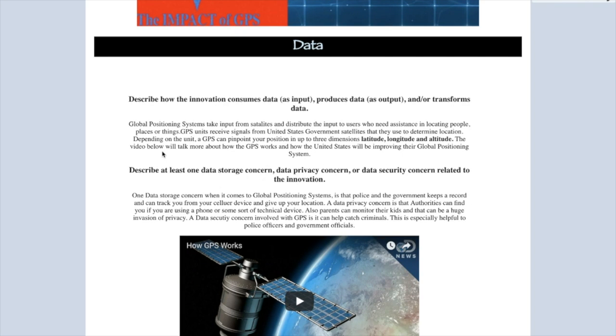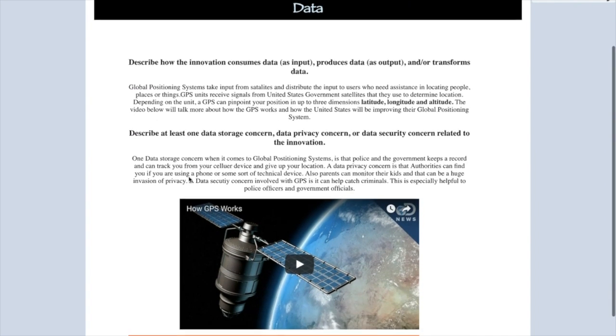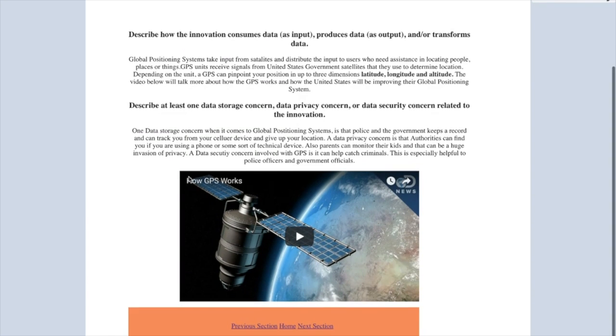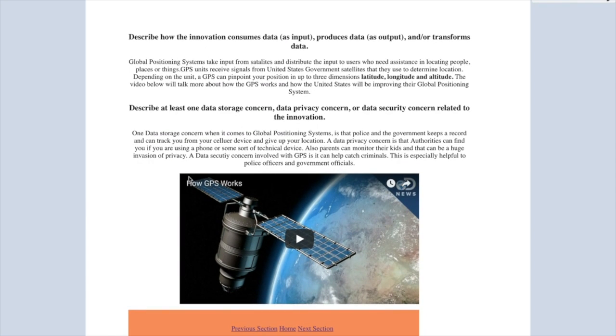And the video below, describe at least one data storage concern, data privacy concern, or data security concern related to the innovation. One data storage concern when it comes to global positioning system is that police and government keep a record and can track you from a cellular device or give up your location. A data privacy concern is that authorities can find you if you are using a phone or some sort of technical device by GPS. Also, parents can monitor their kids, and that can be a huge invasion of privacy.